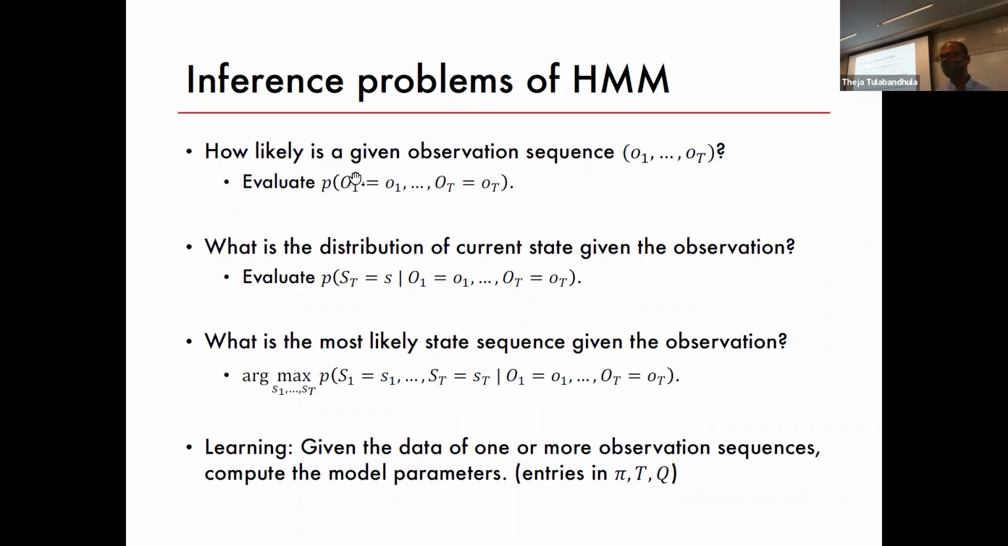This is an inference question. It's a typical inference question because you have a joint distribution. Can you infer the marginal distribution? Can you infer the conditional probability? Can you infer the expectation? Okay.